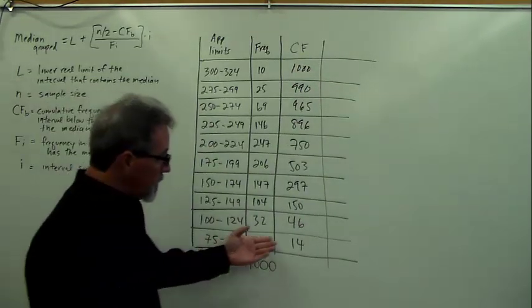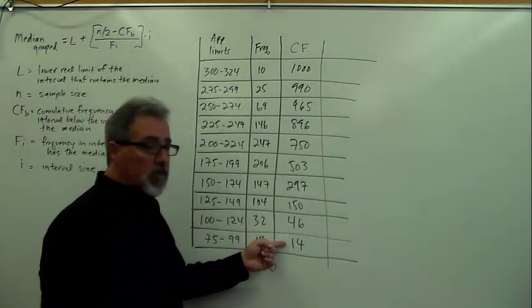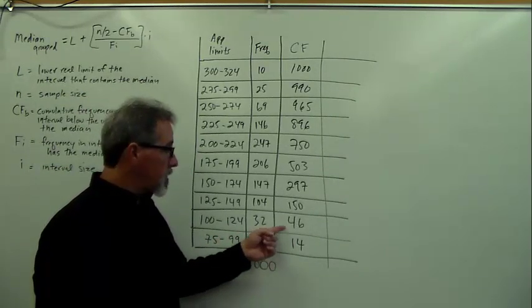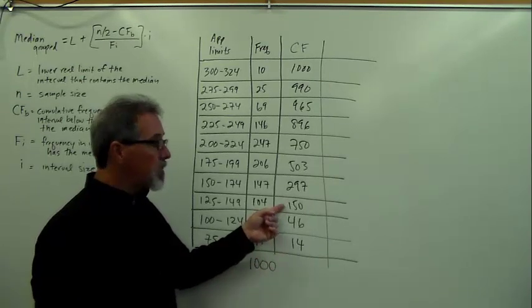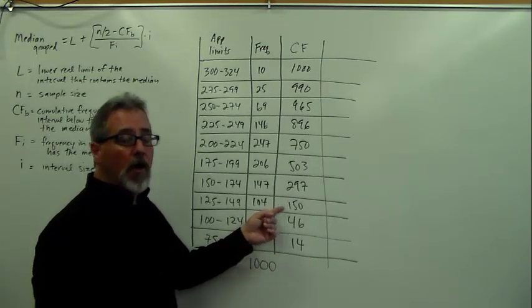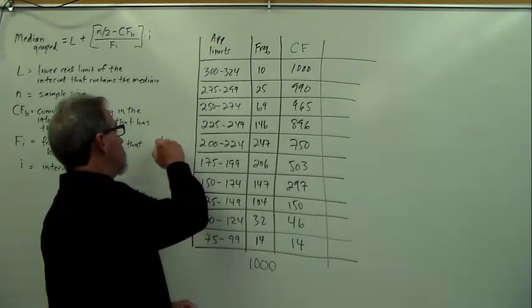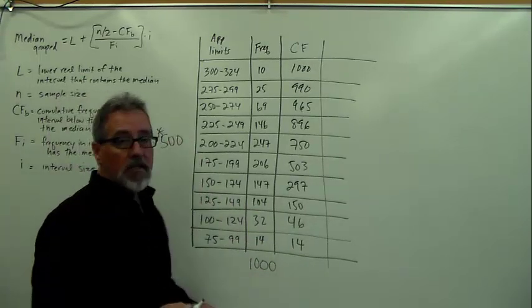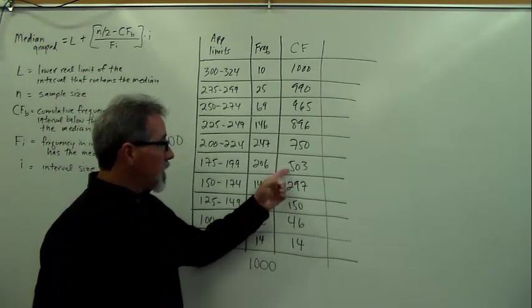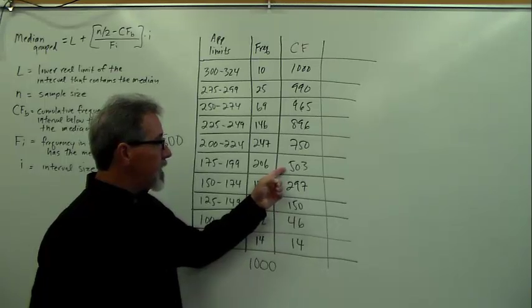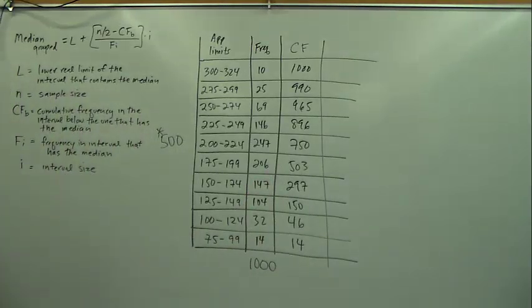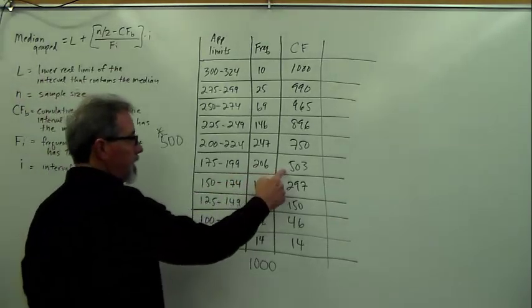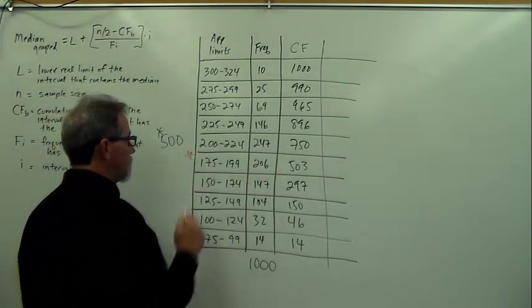Now watch what I'm doing here. So this interval contains the first 14 numbers, the first to the 14th number. This contains the 15th number to the 46th number. Follow me? This contains the 47th number to the 150th number. We're looking for the 500th number. That's the interval that contains the median. This interval here has the 298th number to the 503rd number. So what that tells us right now is that that is the interval that contains the median, because this would have the 500th number in it, right here.